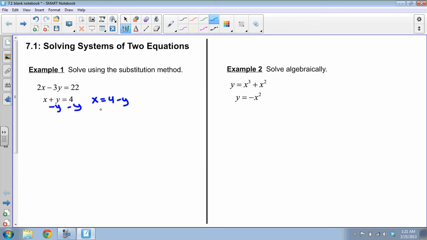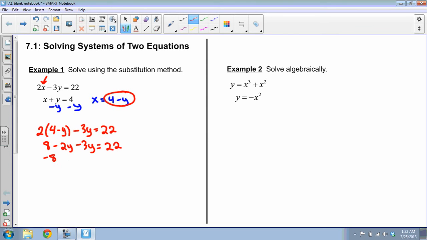Then I say, well, if x equals 4 minus y, then I can plug the 4 minus y in where the x is in the first equation. So if I write that out, 2 times (4 minus y), and then minus 3y equals 22. Notice everything from the first equation is there, just where the x was, I put 4 minus y. So now I have to distribute and solve.